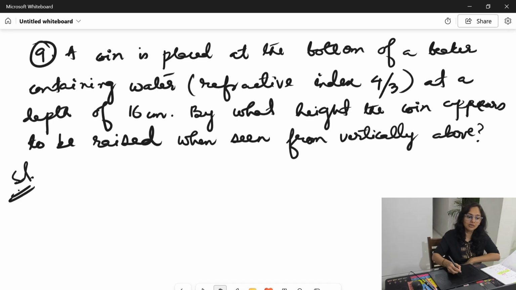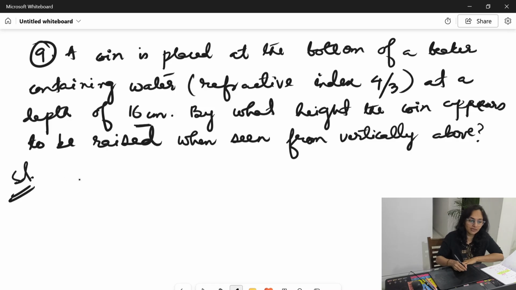Have a look at this question. A coin is placed at the bottom of a beaker containing water. Refractive index is given 4/3, at a depth of 16 centimeter. By what height the coin appears to be raised when seen from vertically above? Which means there's a beaker, the beaker contains water and just below the beaker a coin is kept, and the depth of water in the beaker is 16 centimeter. By what height will the coin appear to be raised, because refraction will take place? That is what we have to calculate.